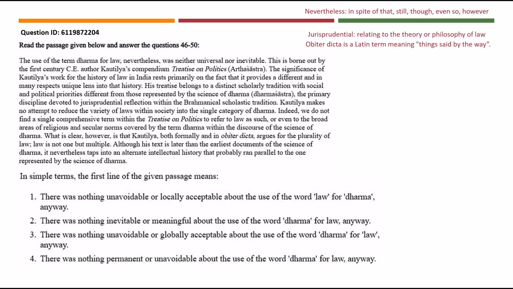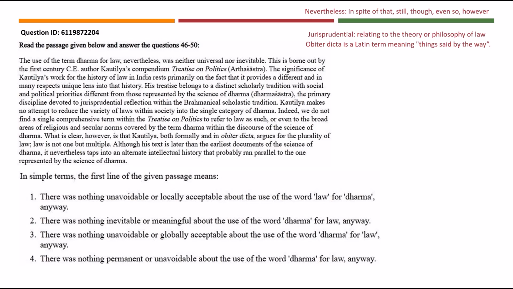Actually, there is no possibility of explaining the complete passage, but I can tell you that Kautilya is trying to say there is no single law, but there are multiple laws or varieties of laws, and he didn't want to narrow down the usage of law into one. Even though his work came in the later stages, this work is getting into an alternate intellectual history that is running parallel to the science of dharma. Now we will get into the questions, and wherever we want we will go for the meaning.